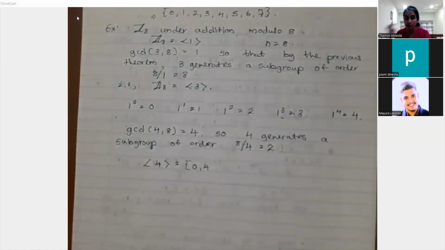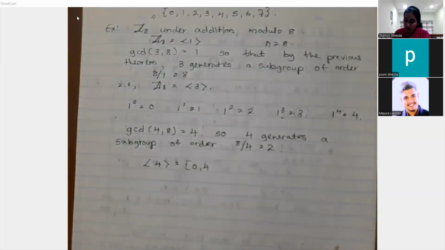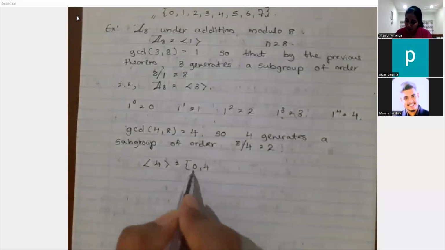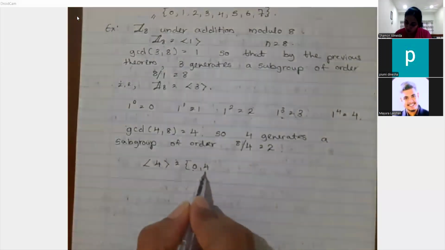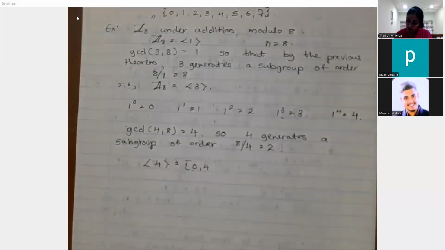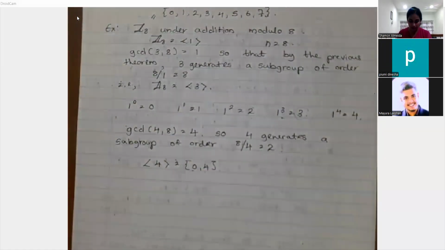You don't even have to check for the other elements. If you want, 4 raised to the power of 2 would be 4 plus 4. Divide by 8, take the remainder. 4 plus 4 is 8. Divide by 8, the remainder is 0. You are back at this element. 4 cubed will give you 4. You take the fourth power, once again it's 0. So this is the group.